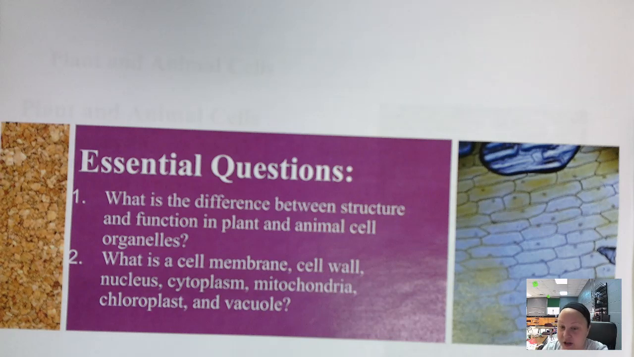Now, plant and animal cells are eukaryotic cells, so they're the multicellular type. They're not the prokaryotic cells. And also we'll be looking at what is a cell membrane, a cell wall, a nucleus, cytoplasm, mitochondria, chloroplast, and vacuole. So those are some organelles that we'll be looking at as well.